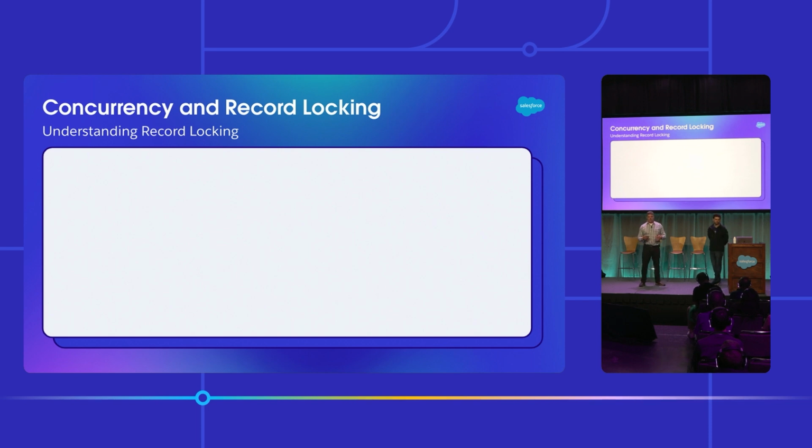So the first thing you usually need to consider when you're working with large volumes of records is what the ownership or skew of those records looks like.